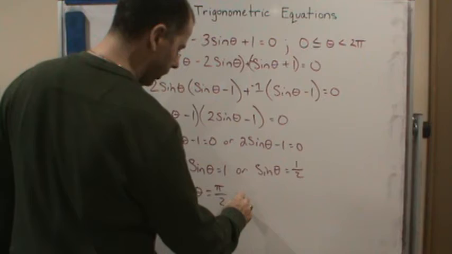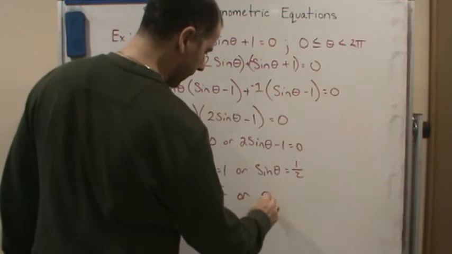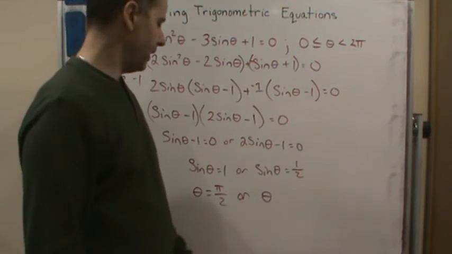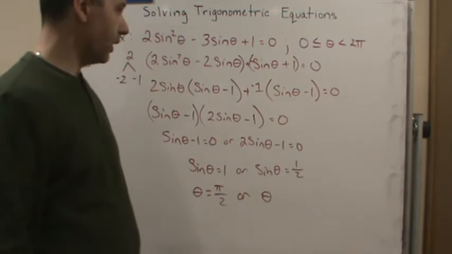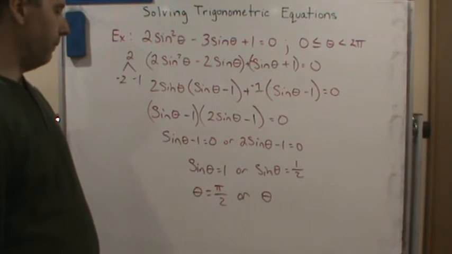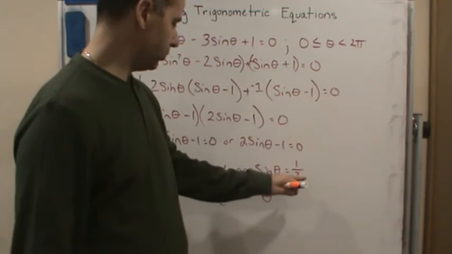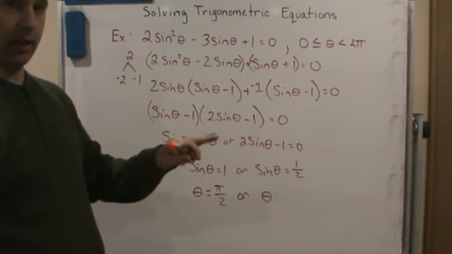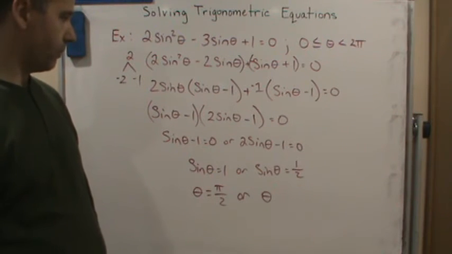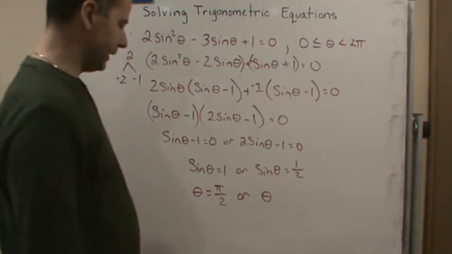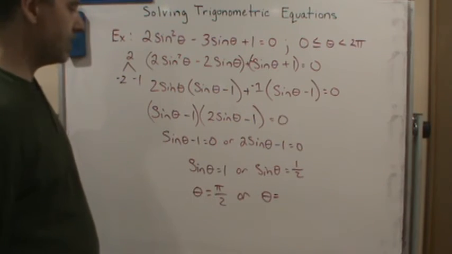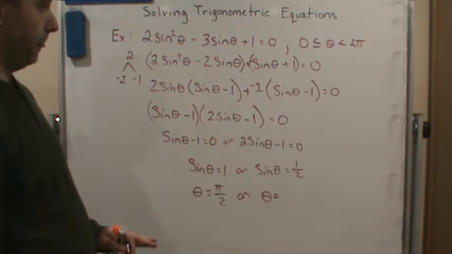Okay? Or, okay, so here's the or. Where's sine theta going to be equal to 1/2? Okay, on this domain, on that interval, sine theta is going to be equal to 1/2 in 2 locations. Positive, right? So sine is positive in the first and second quadrant.